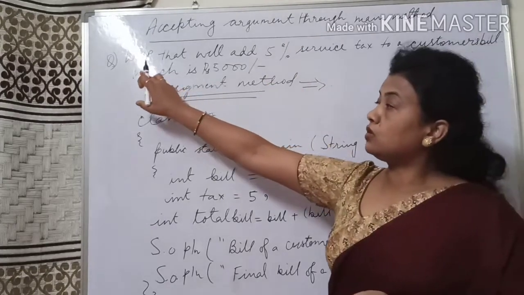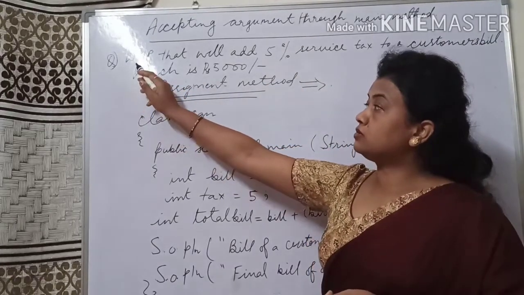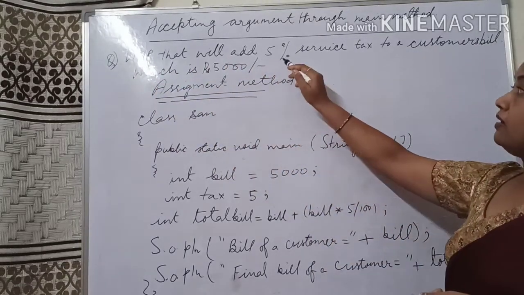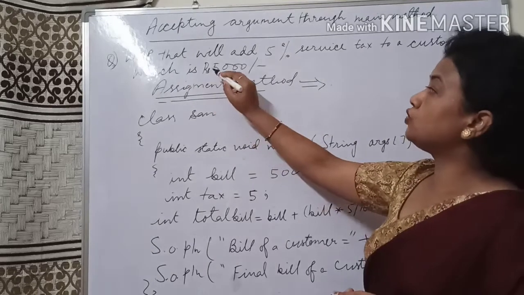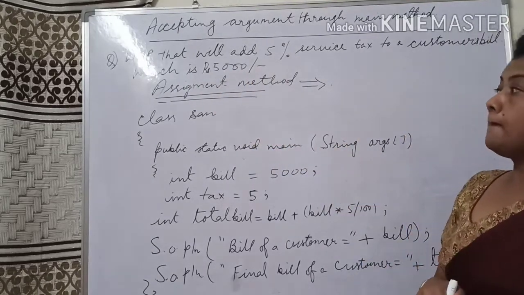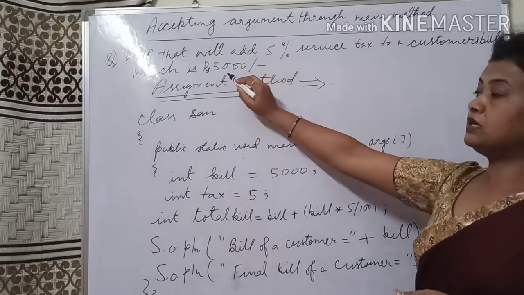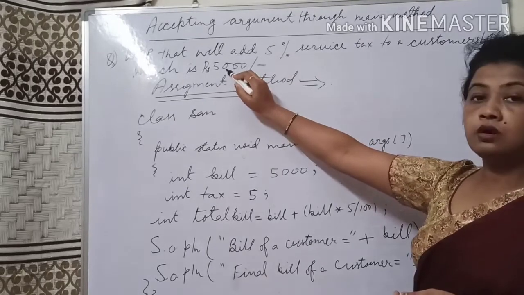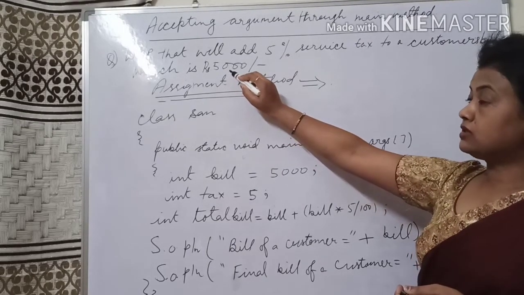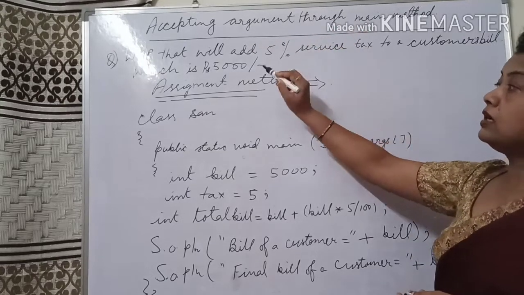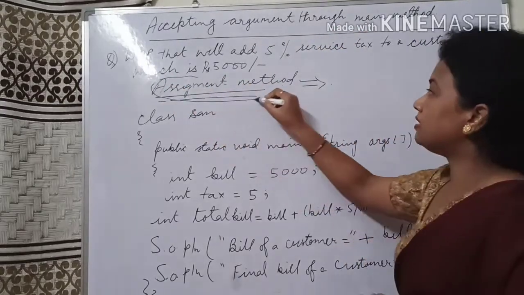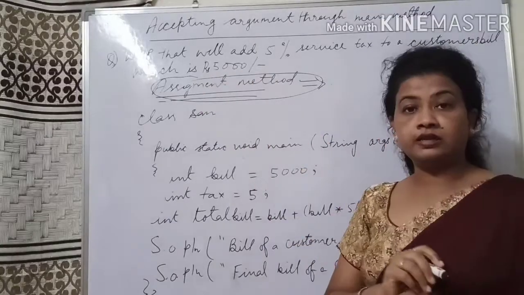What is my example? The example is: write a program that will add 5% service tax to a customer's bill, which is rupees 5,000. Means my bill is already mentioned here. So what I want to teach you is, before learning how to accept argument through main method, let us first understand the meaning of assignment method of writing any program.